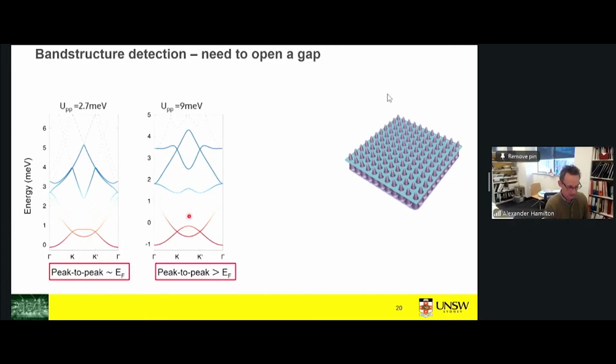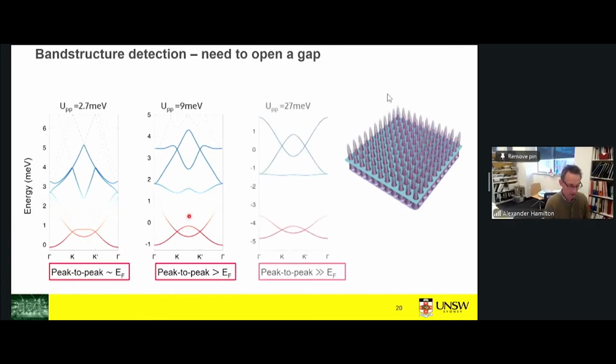If I turn up the modulation even stronger, so now the peak-to-peak modulation is much bigger than the Fermi energy, an order of magnitude larger, then you see my band structure is completely changed. There's no evidence of the parabolic bands, and instead what I have downstairs is a Dirac band structure and upstairs a Kagome band structure. And so the moral of this is, if you want to see band structure, you have to apply very strong periodic potential modulation, or in the language of quantum dots, the tunneling between quantum dots should not be too strong.